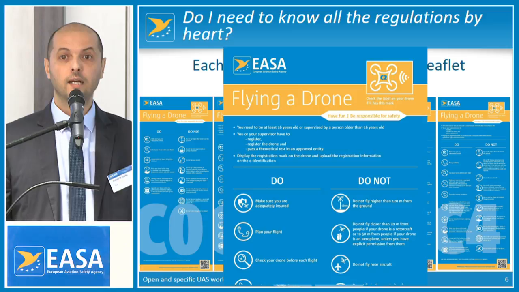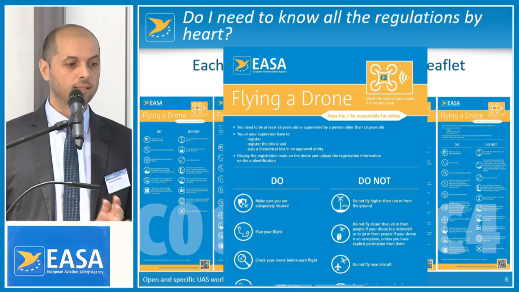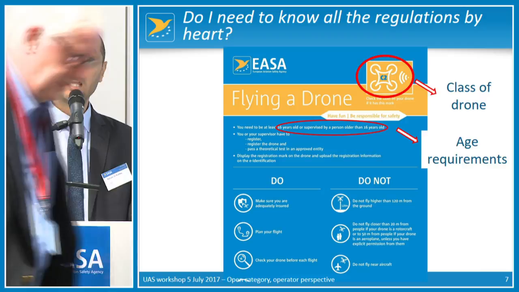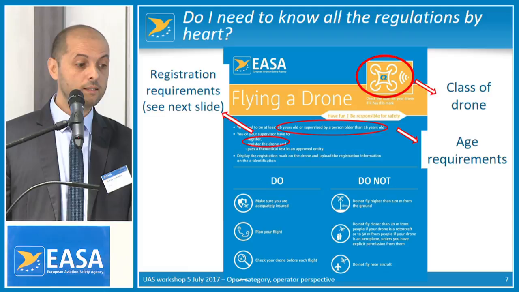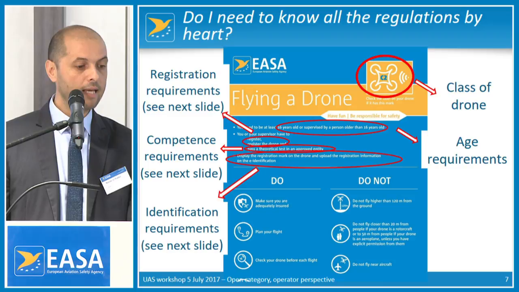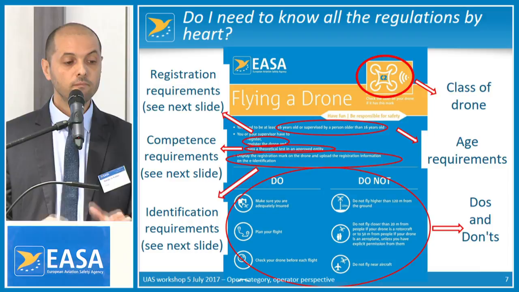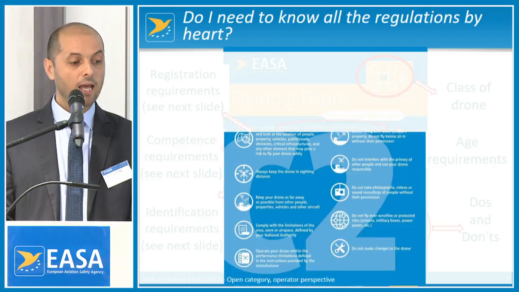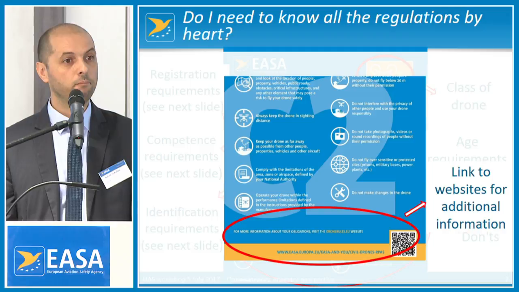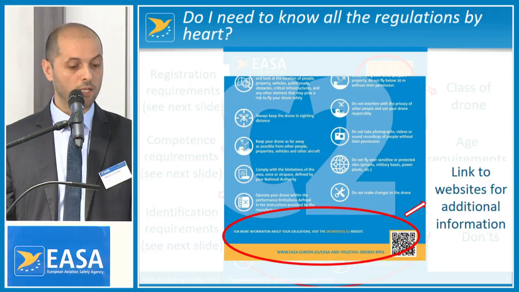This is the most essential element for the operator to start understanding how he needs to operate. So first of all, we have the identification of the class. In this case, the leaflet is for a C2 class drone. Then we have the age requirements, and we will see later. We have the registration requirements, when and how to register, the competence requirements for the remote pilot, the identification requirements, and we'll see on the next slide. And the important thing, there is a list of dos and don'ts that summarizes the most important parts of this regulation. And at the end of the leaflet, there is the link to websites, either the EASA website or the drone rules EU, and we'll see later also from Jean-Pierre, who will provide you additional information on how to operate the drones. And this is just a one-page document in which you summarize everything.